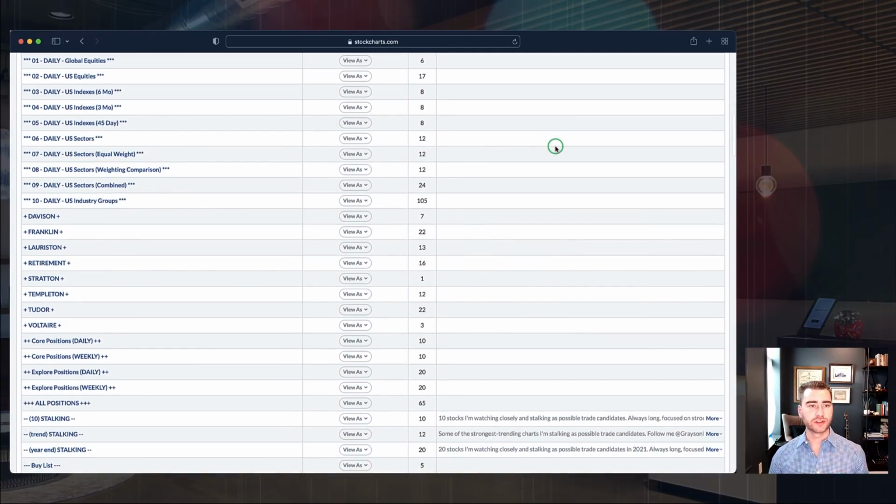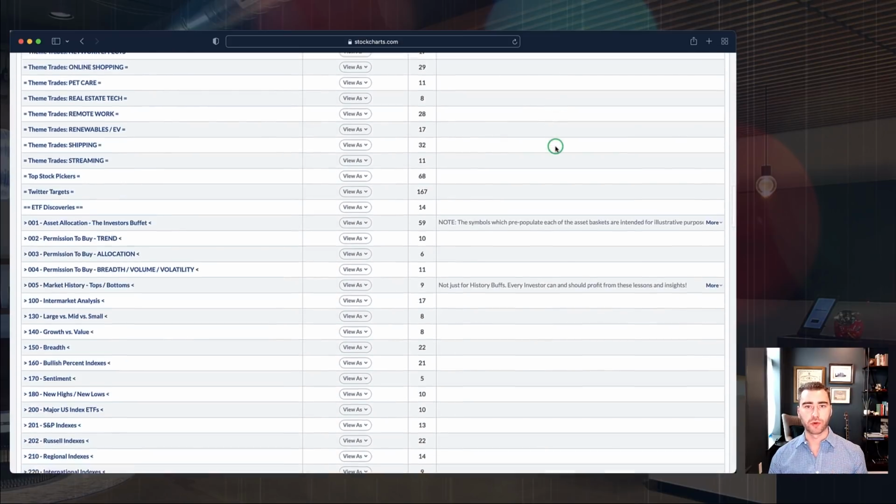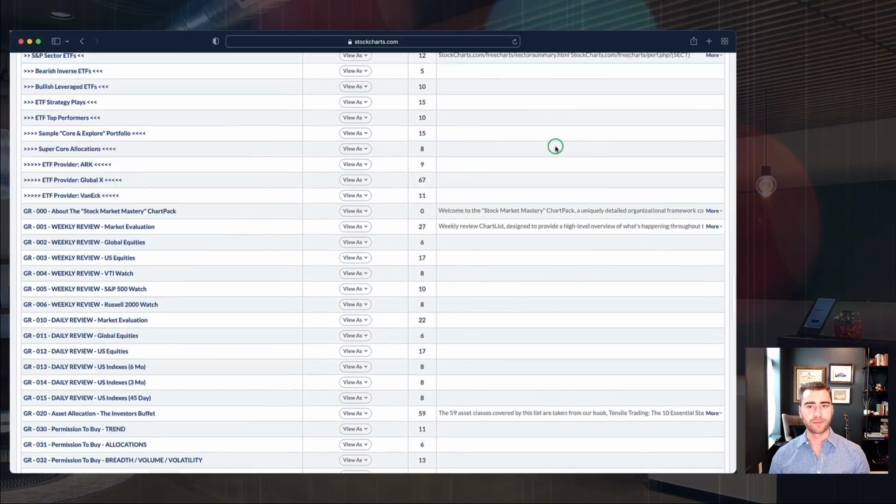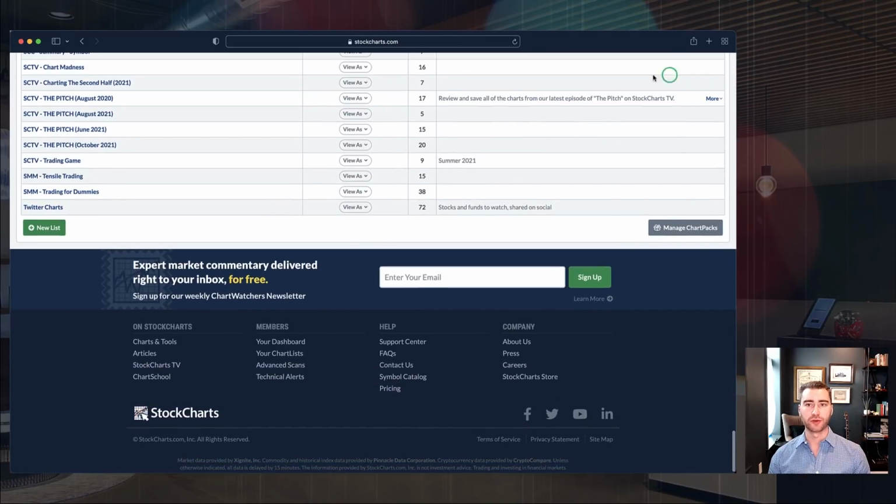Before we do that, I do want to remind everyone, if you're interested in chart packs, if you're curious to explore these, if you're learning about them, you can scroll all the way down to the bottom of your account. I have a ton of chart lists in my account, so it takes a little bit to get there. But down here at the bottom, there is a Manage Chart Packs button.